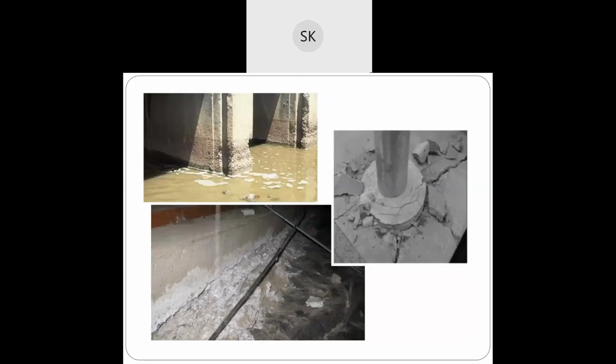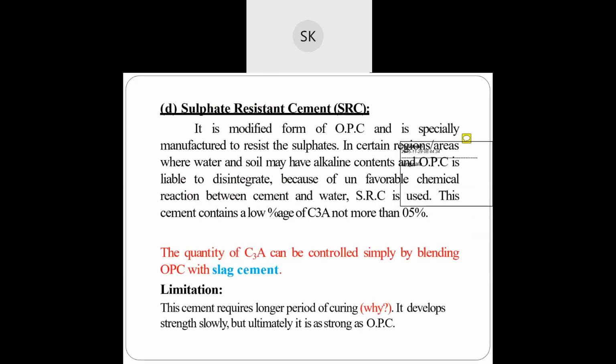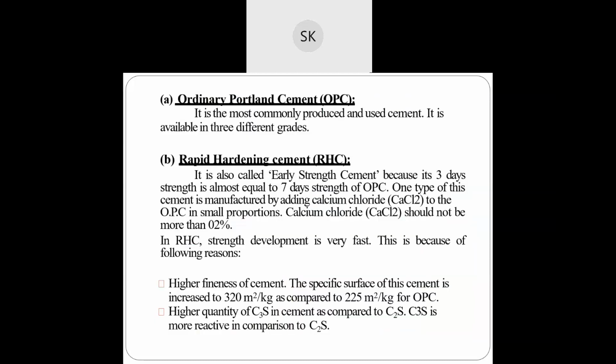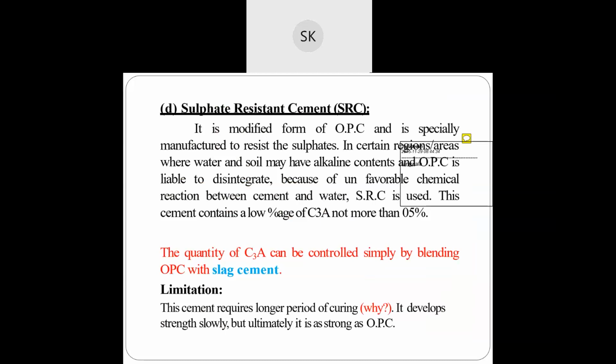Then see erosion. You can say silting also. You can say these are the piers, hydraulic structures. They get attacked with the sulfate present in the surroundings and they get deteriorated. Sulfate resistant cement, number we have discussed B. Then sulfate resistant cement that is coming. It is a modified form of OPC and is specially manufactured to resist the sulfates. Just remember that sulfates are very harmful for cement.